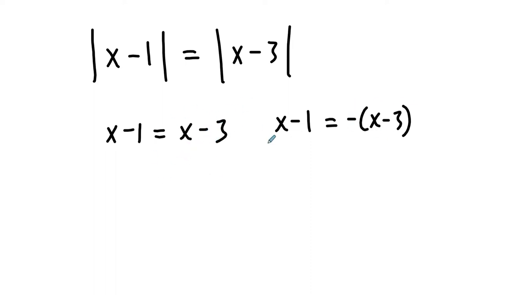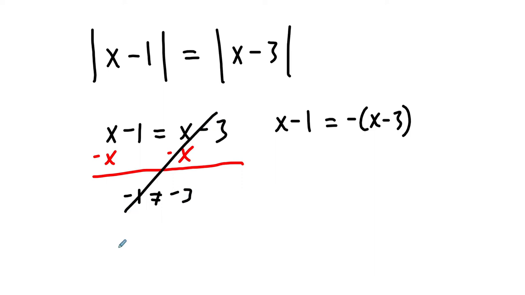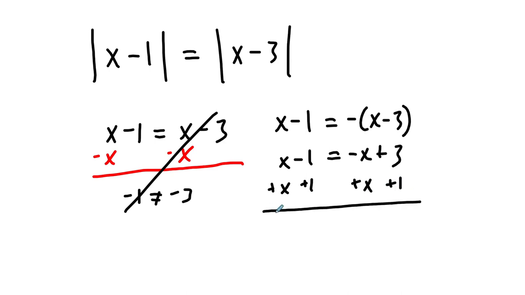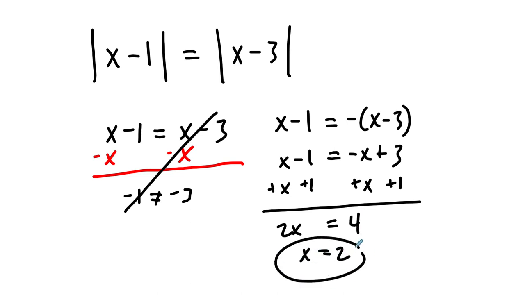Absolute value ends up being positive. So if you try to solve this one on the left, you subtract x on both sides, and those cancel out, and you have negative 1 equals negative 3, which is not true. So this can't help you. Over here, though, if we distribute the negative sign, we have negative x plus 3, and we add x to both sides, and add 1 to both sides, and we get x plus x is 2x. These cancel, and we get 2x equals 4, and x equals 2, and that's our solution.